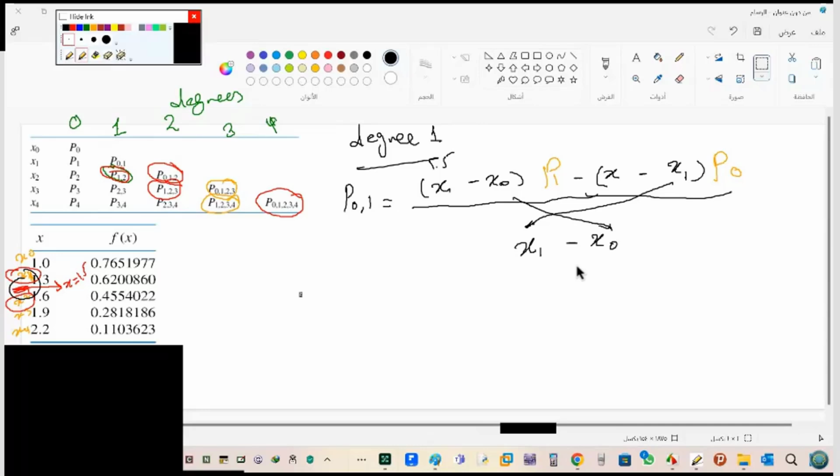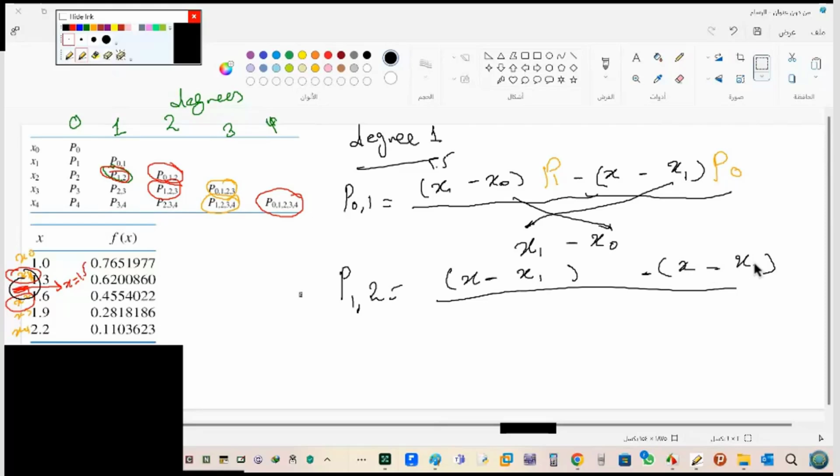Now, for another one, P1, 2, it is x minus, in practice, minus x minus x1, x minus x2. Here we have, okay, let's change x2 minus x1. And here we have, flip it, B2, P1. Is it correct? It's easy.